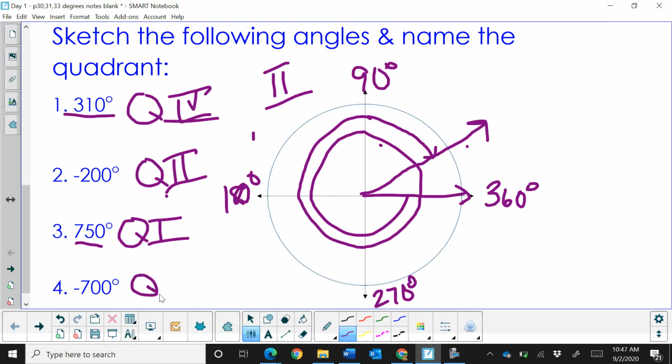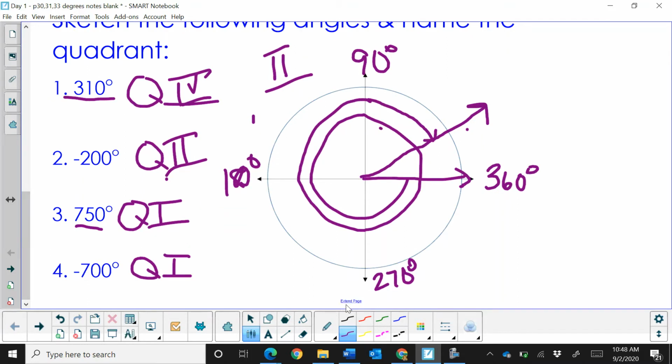That's quadrant 1. So I didn't go past 720. 720 is 2 circles, so it's a little bit short of 2 full circles. How much short? 20 degrees short of making 2 full circles. And that's how you would draw your negative 700 degree angle.